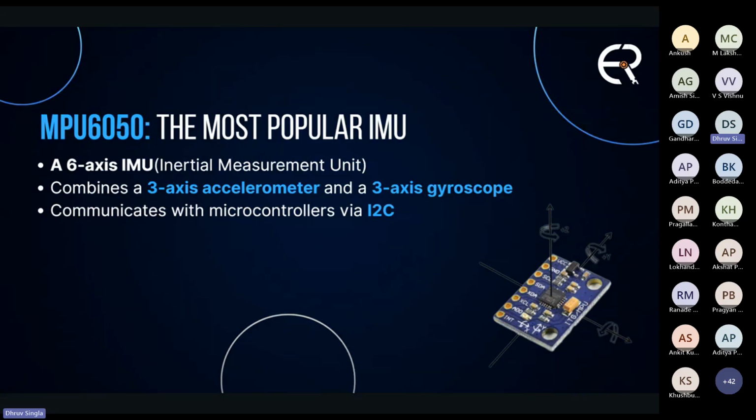The IMU that we use for our self-balancing bot is what we call the MPU 6050. So what does this MPU 6050 comprise of? It comprises a 3-axis accelerometer and a 3-axis gyroscope, and it communicates with the microcontrollers via a communication protocol called I2C. It's basically an inter-integrated circuit protocol that works on a master-slave architecture. So the master orders the slave to work.